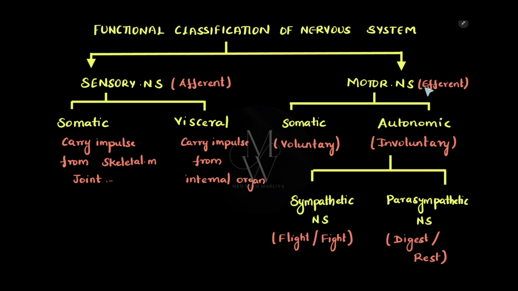Motor nervous system means efferent. It has somatic and autonomic. Somatic is voluntary and autonomic is involuntary. In autonomic, we have two more divisions, which are the sympathetic nervous system and parasympathetic nervous system. Sympathetic nervous system is responsible for the fight or flight response. Parasympathetic nervous system is responsible for rest and digest.